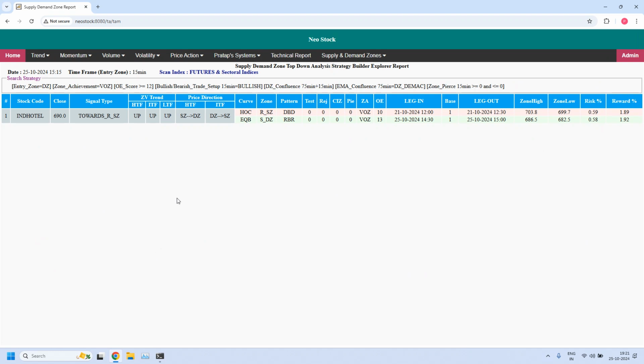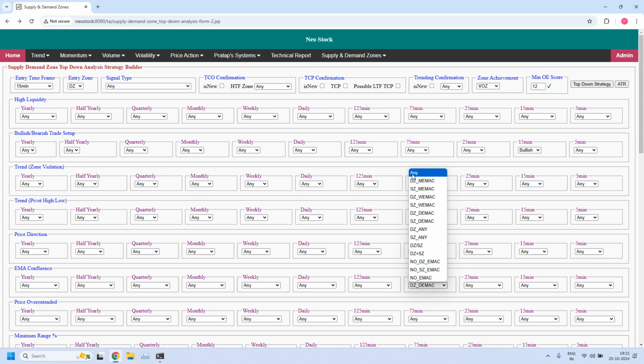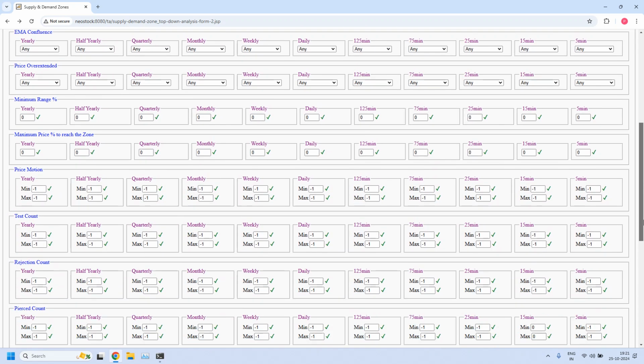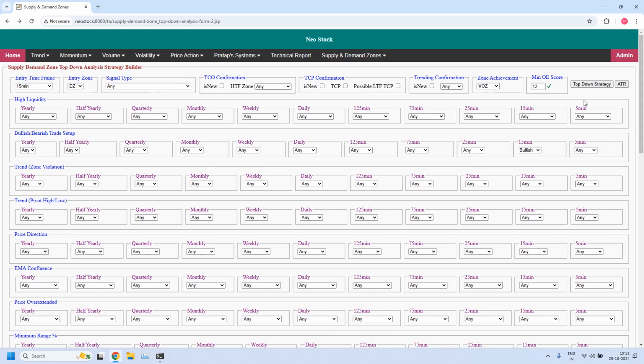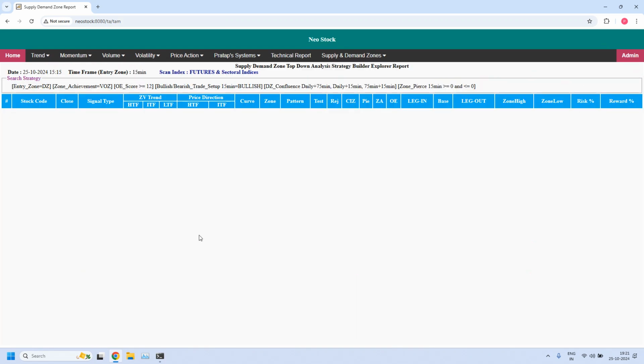Next, let us look for ITF, LTF and HTF confluence. First we need to remove this EMA filter. I removed it. And in the demand zone confluence, we need to set 3 filters. In that, 1 filter is already enabled: 15 minutes demand zone with 75 minutes demand zone confluence. Next, 15 minutes demand zone with daily demand zone confluence. 75 minutes demand zone with daily demand zone confluence filters also enabled. Now, we don't have any LTF, ITF, HTF confluence supported demand zones.